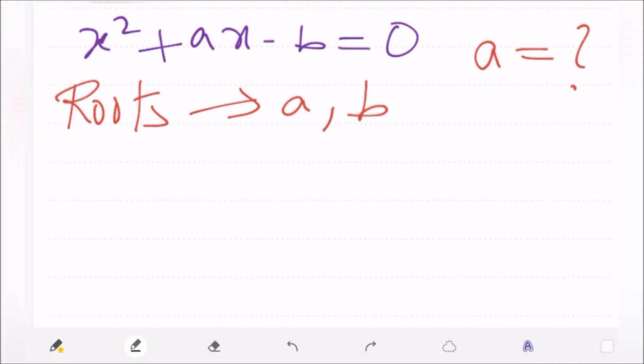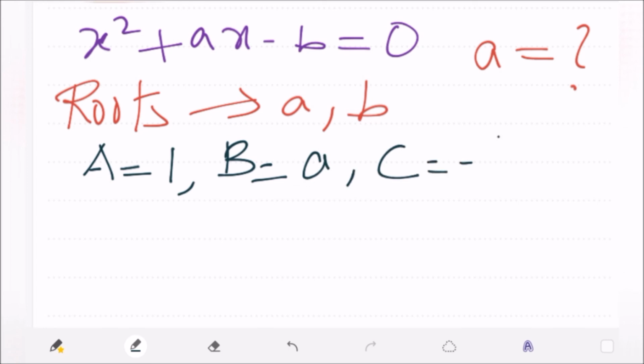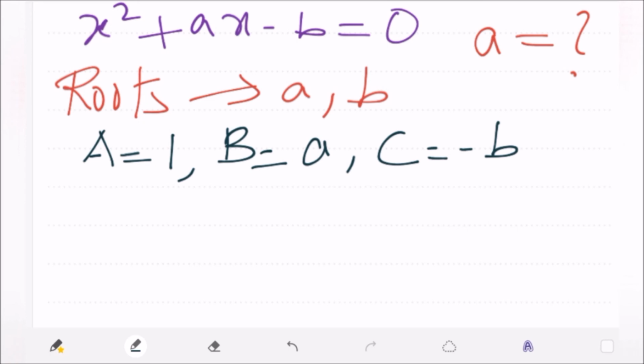So in this question, small letter a and b is used to represent the roots of the given quadratic equation. So we are going to represent the coefficients with capital letters A, B and C. This is to avoid confusion between the two letters a. Capital A is the coefficient, small a is the root.